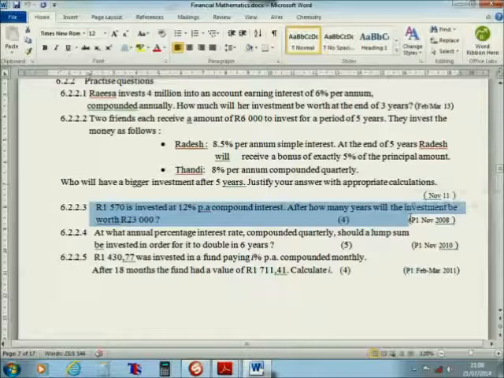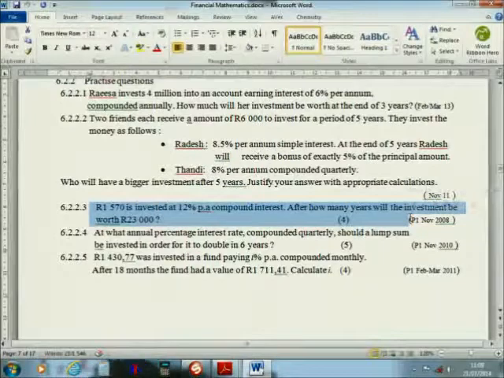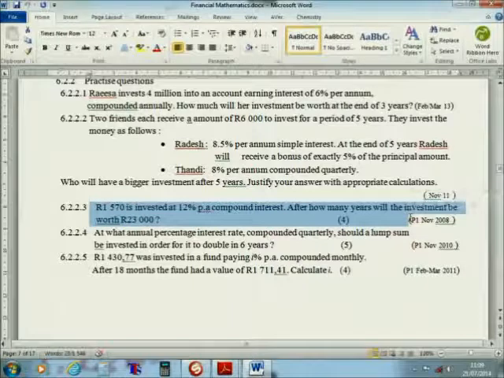After how many years will the investment be worth 23,000? Which means after how long will you have 23,000? Which means the amount is going to be 23,000. I'll just write the data that we've got here. We know that our A is equal to 23,000. Our P is 1,570, and then our i equals 12 divided by 100, per annum compound interest, and then your n. So we must find what our n is.